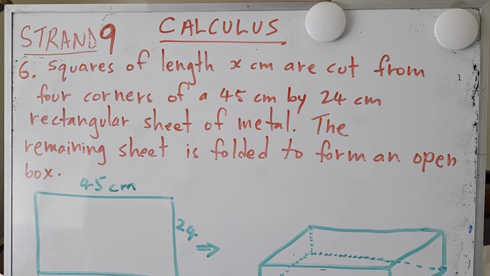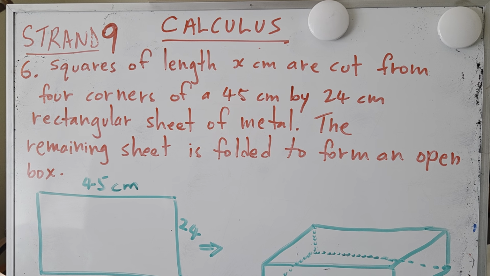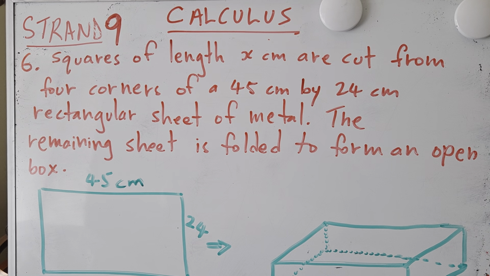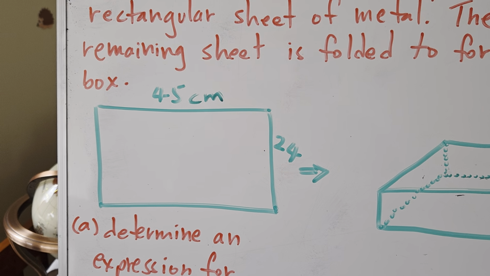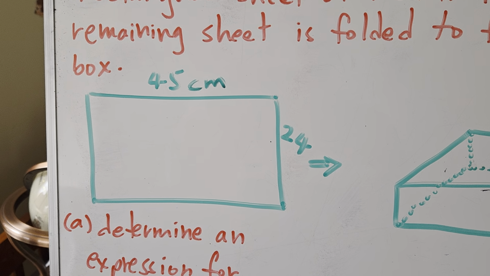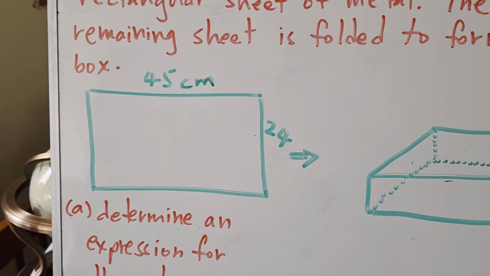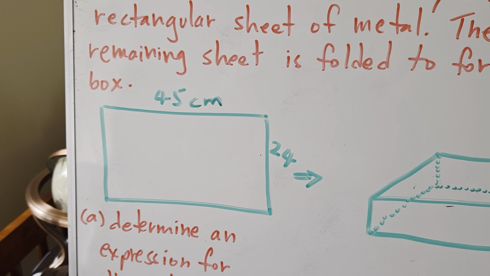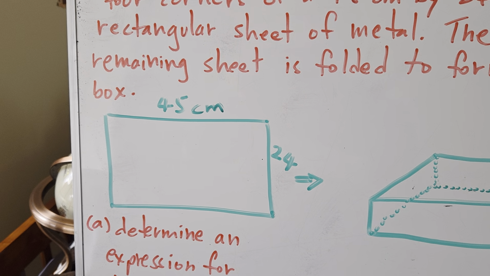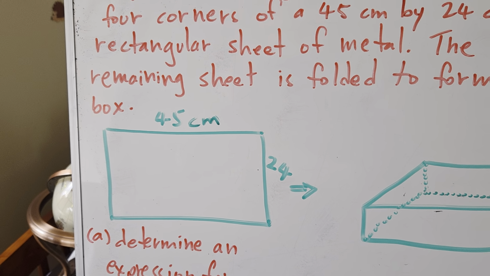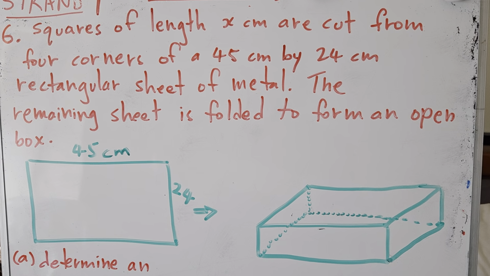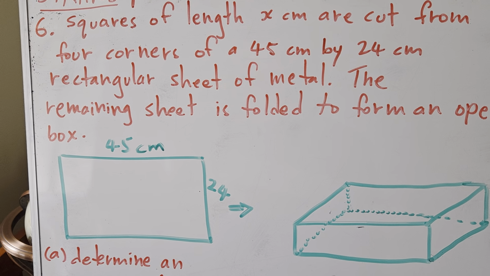Squares of length x centimeters are cut from four corners of a 45 centimeter by 24 centimeter rectangular sheet of metal. So there's a rectangular sheet of metal, 45 centimeters by 24 centimeters, and from the corners, 4 squares of length x centimeters are cut. We don't yet know how many centimeters, it just says x centimeters. The remaining sheet is folded to form an open box.